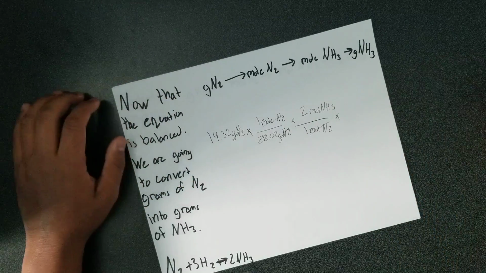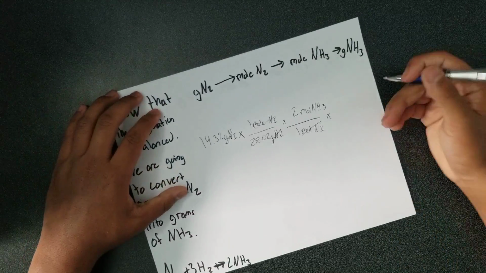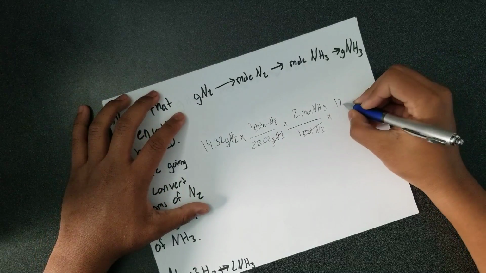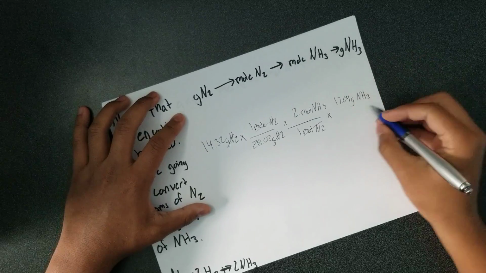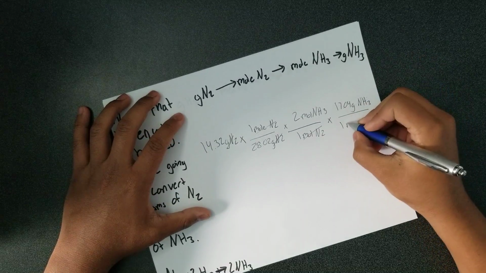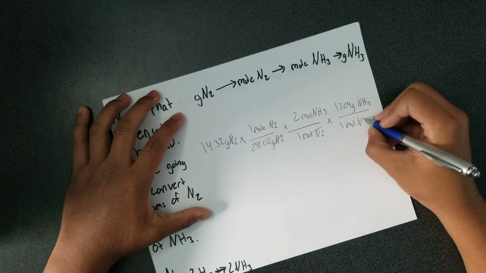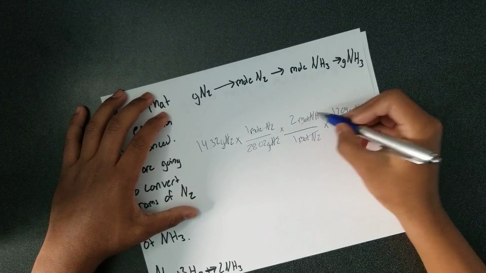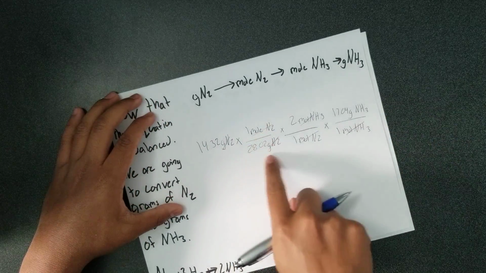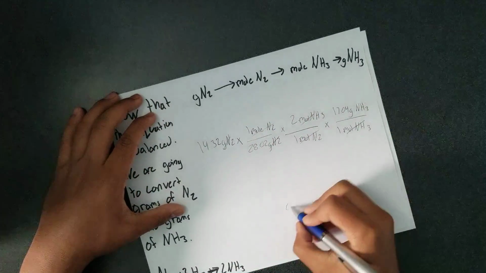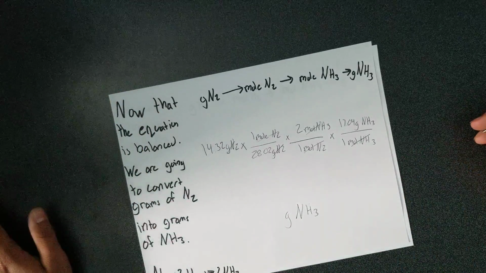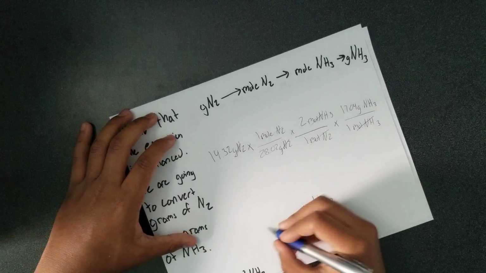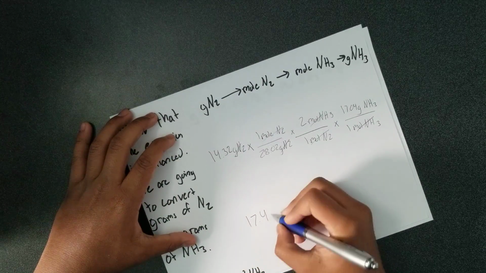Now the next step is the molar mass of NH3, which is 17.04 grams of NH3 over 1 mole of NH3. This crosses out, and since all the numbers cross out, we're going to be left with grams of NH3. So now you're going to put this in your calculator and find the math, which would be 17.42 grams of NH3.